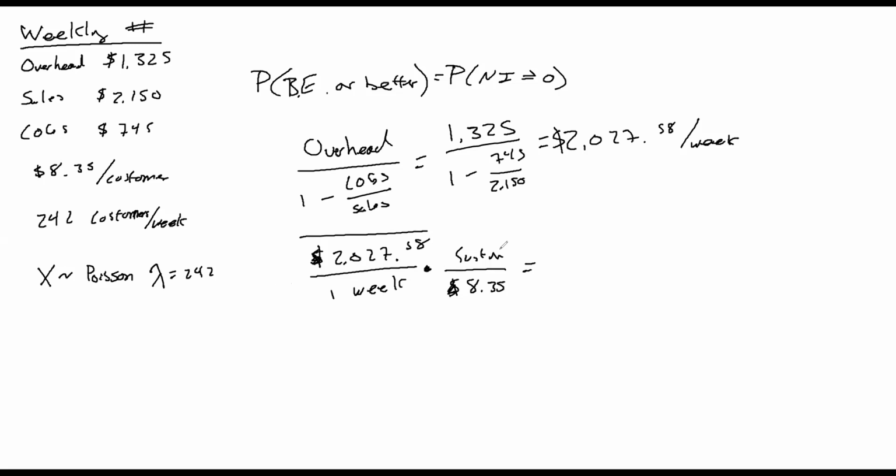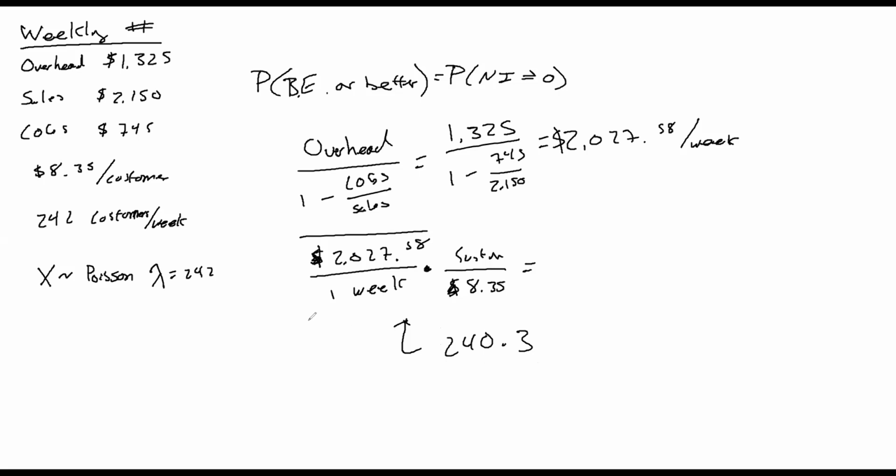Let's say it's 240 or 240.3. You can't have 240.3 customers per week. It's either 240 or 241. And then we want to know to break even or better. If we just round it to the nearest integer, 240, you didn't break even. We want to know the probability of the event of breaking even or better. So in order to break even or better, this has to be rounded up.